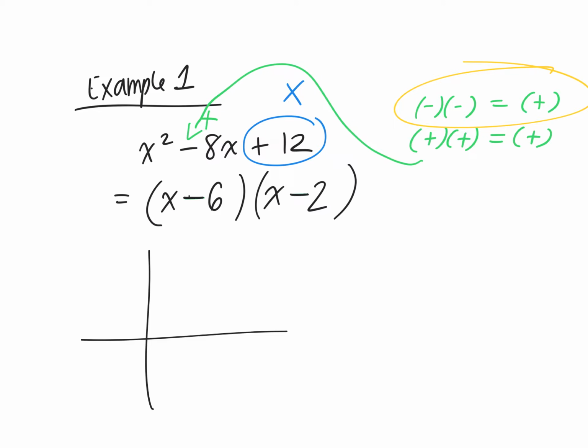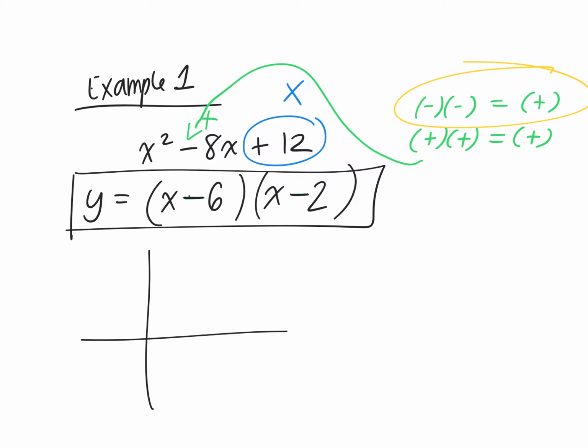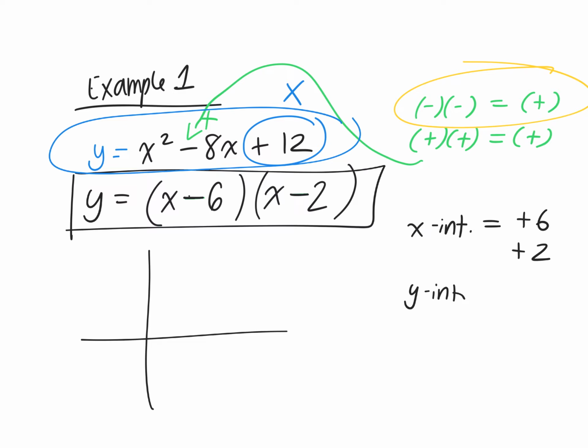If I were to tell you to sketch this, factored form would be y equals x minus 6, x minus 2. So what are the two x-intercepts? Positive 6 and positive 2. What's the y-intercept? Look at the equation in standard form. What's the y-intercept in standard form? It's the c. Remember? C is the y-intercept. So what is it? 12.